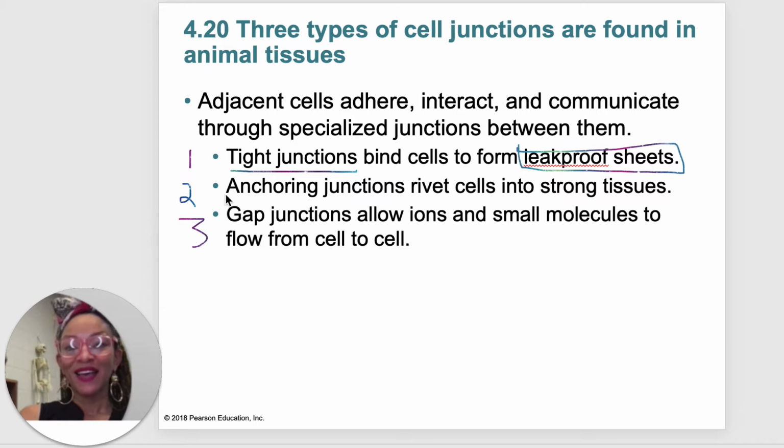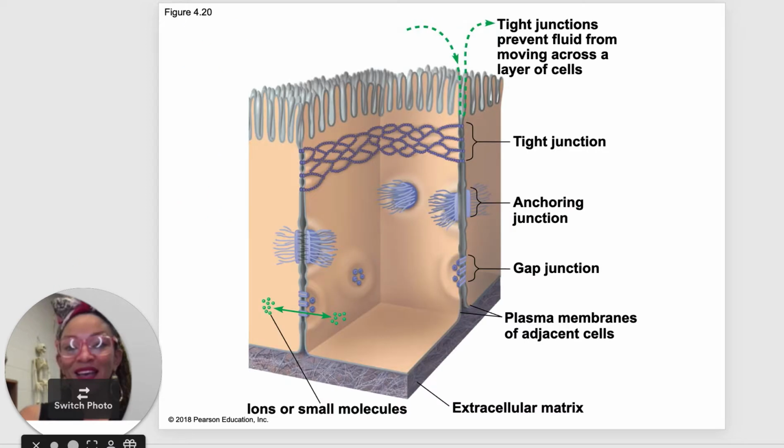Next, we have anchoring junctions, and just like what they sound like, they help to anchor cells into the stronger tissues to help keep them from breaking off or being sheared off and damaged. Lastly, we have gap junctions. These are little junctions between cells that actually have little holes or channels. So they allow the free passage of ions, small molecules, and actually nervous impulses to jump quickly from cell to cell.